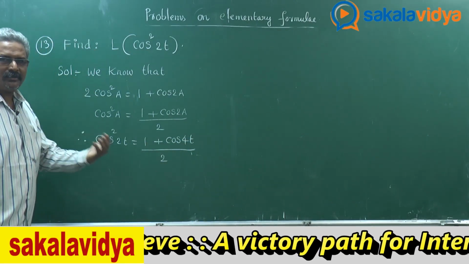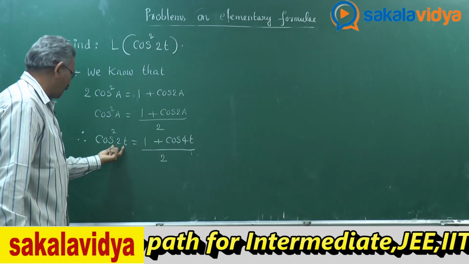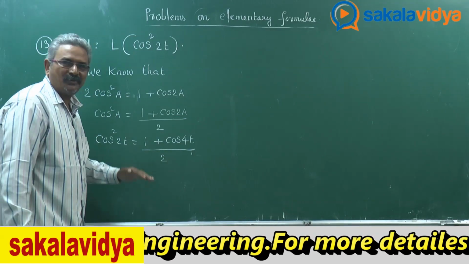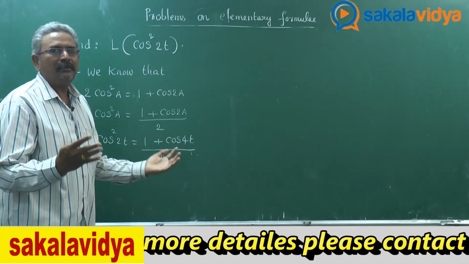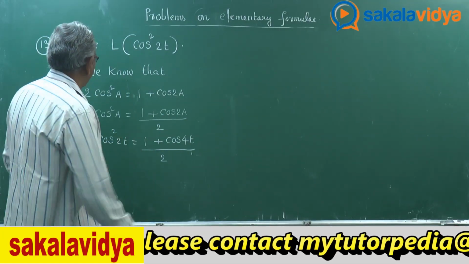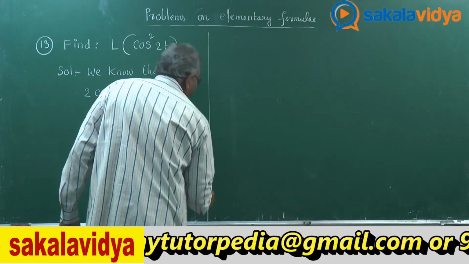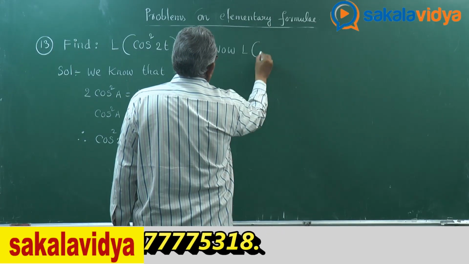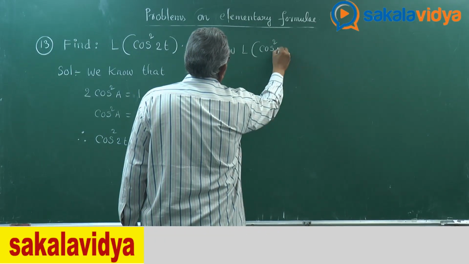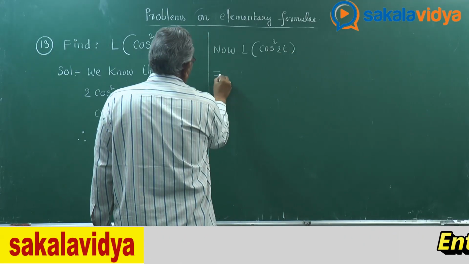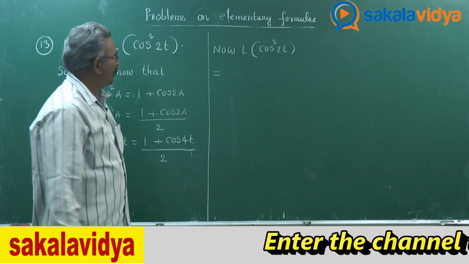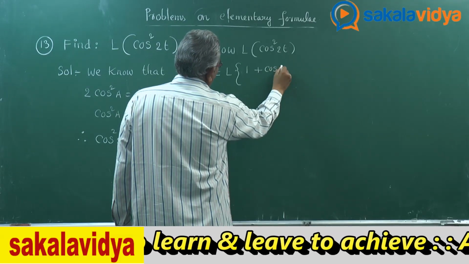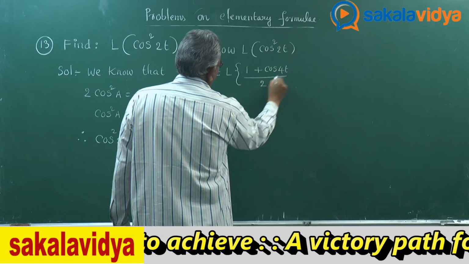That means in order to find the Laplace transform of cos square 2t, it is enough to find the Laplace transform of 1 plus cos 4t by 2. That can be done very easily using the basic, elementary formula. So let us solve it now. Laplace transform of cos square 2t: we are going to evaluate the value of this. This can be written as L of 1 plus cos 4t by 2. Am I correct?